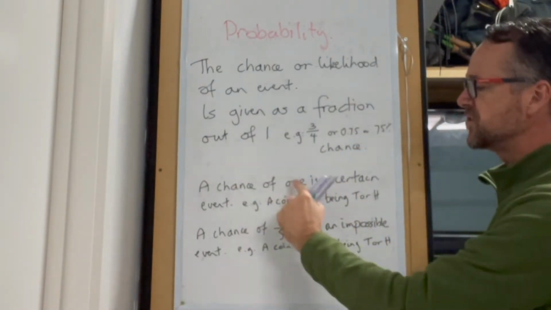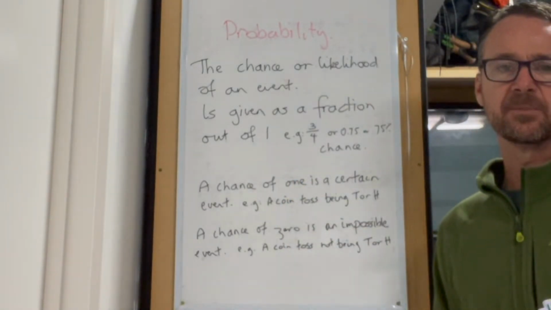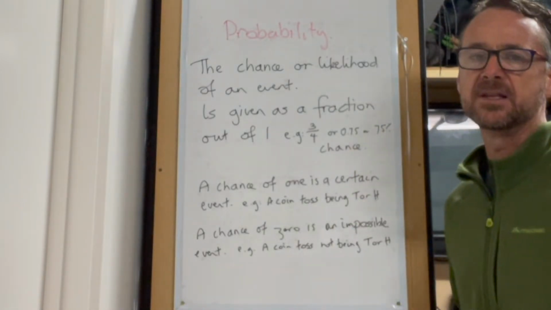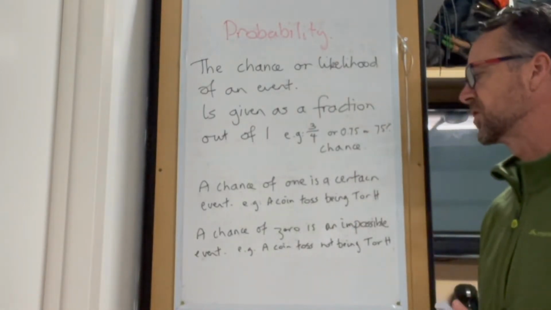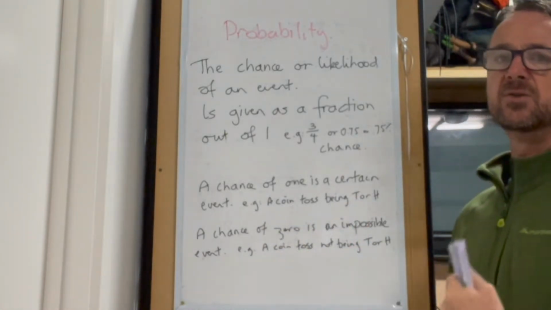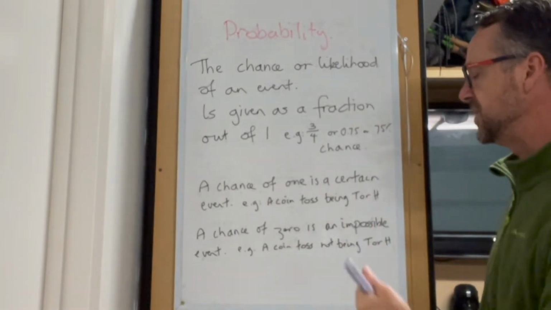So if you have a chance of 1 of something happening, it means it's certain that that event's going to take place. For example, if you toss a coin, it has to land tails or heads. There's no other option for an outcome. And if you tossed a coin and asked, is it not going to be tail or head? Well, that's 0. It's going to be a tail or head, so that would be a 0 chance.